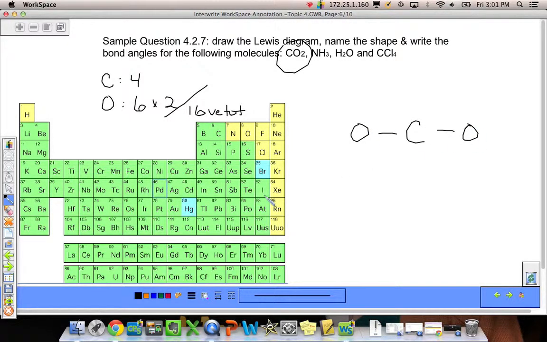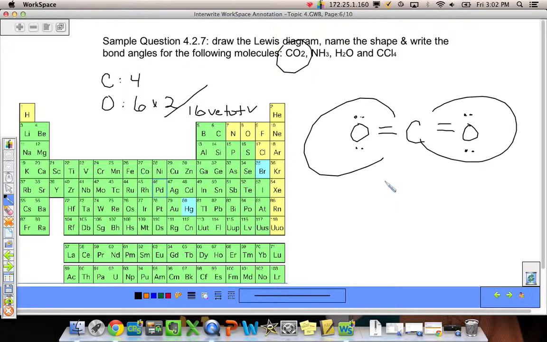If you go through that, though, you're going to find out that you don't have the right total number of valence electrons. So I'm going to do double bonds with each of them. Put in the unbonded electrons. And then I do my check. So 2, 4, 6, 8, carbon's good. 2, 4, 6, 8, each of the oxygens are good. 2, 4, 6, 8, 10, 12, 14, 16, we've met the total and we've met the octet rule. This is carbon dioxide. It has 2 electron clouds, both of which are bonds. This is a linear molecule, which means the bond angle is 180 degrees.